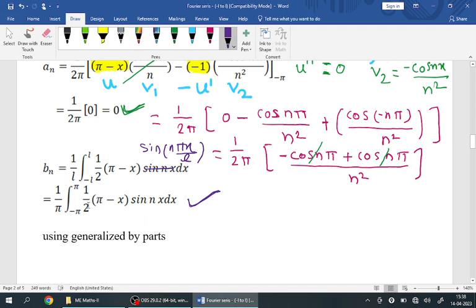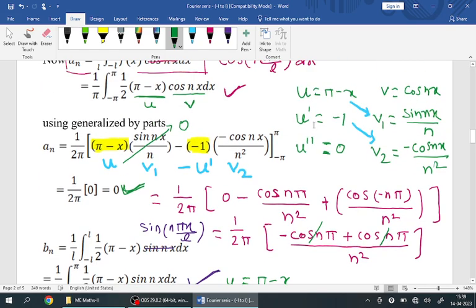Here also we have to apply the generalized integration by parts, and exactly similar thing that we have to do here. So let me take this pi minus x as u and sine nx as v. Exactly similar derivatives we require. u is pi minus x. Remember, these same derivatives that you used for an, you require again here: u dash, u double dash. You will observe these are the same derivatives here, the same derivatives that we used.